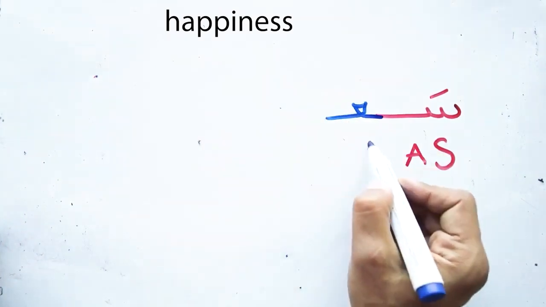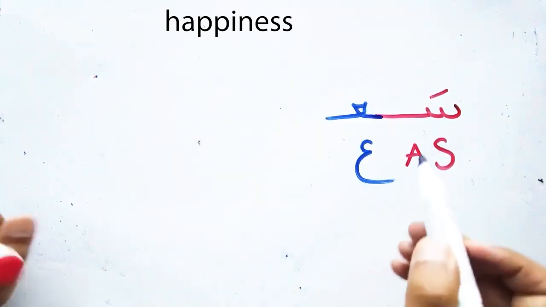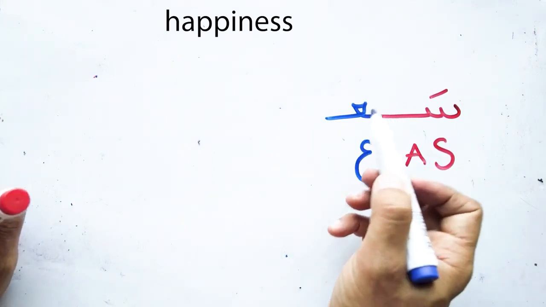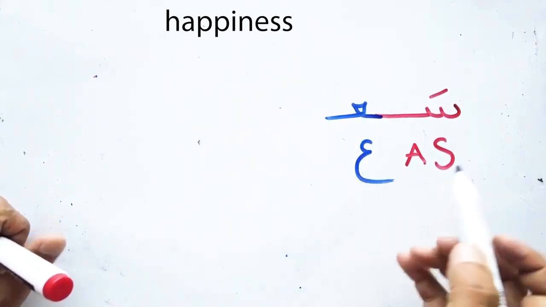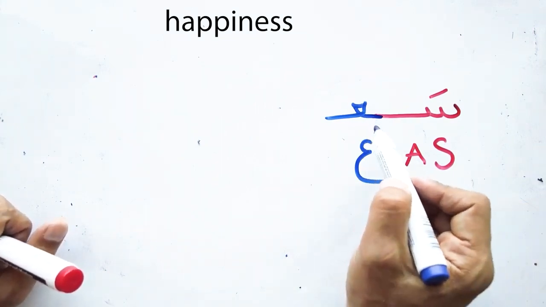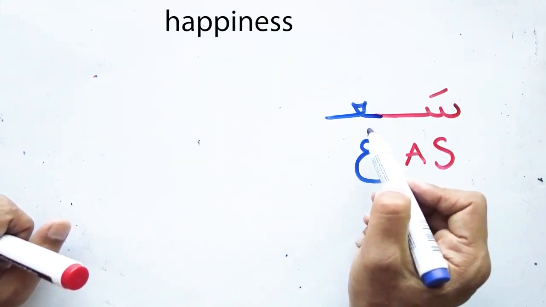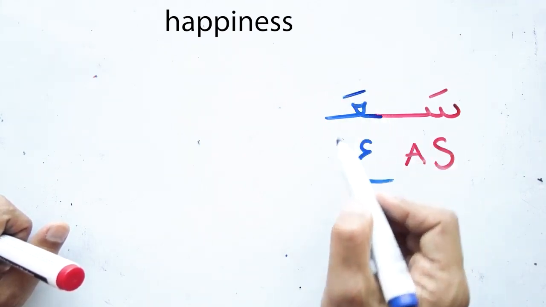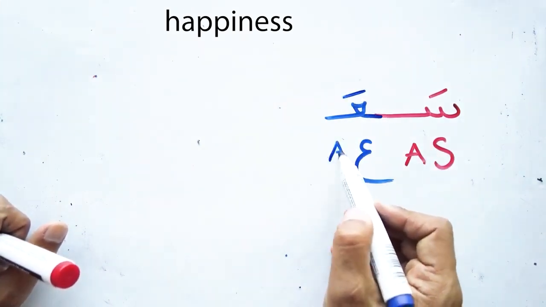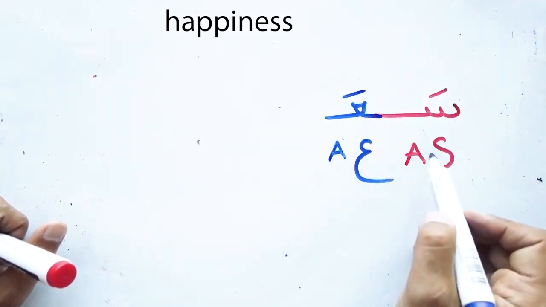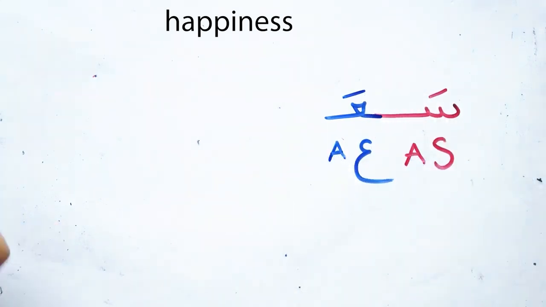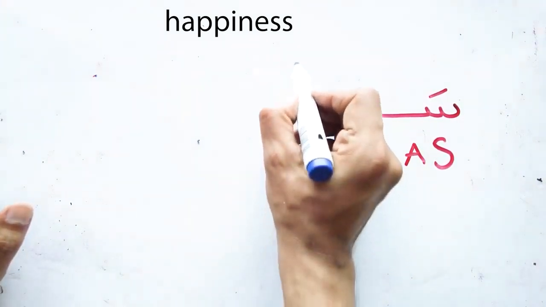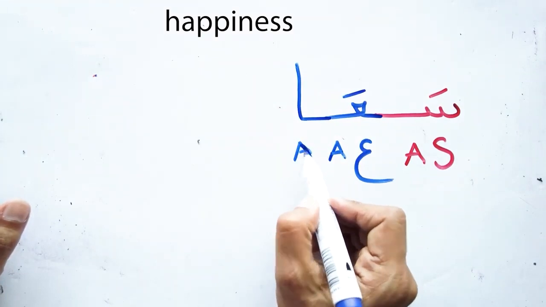The sound of this letter doesn't exist in English, so I'm gonna write it as it is. This is its shape when it is in the middle of the word, and this is its shape when it is separated. It's not A, it is a strong a. So with this mark on the top, it will give me the sound of A as well. We call it fatha, as you see here. Sa, a. I have here a long vowel, so it is another A.